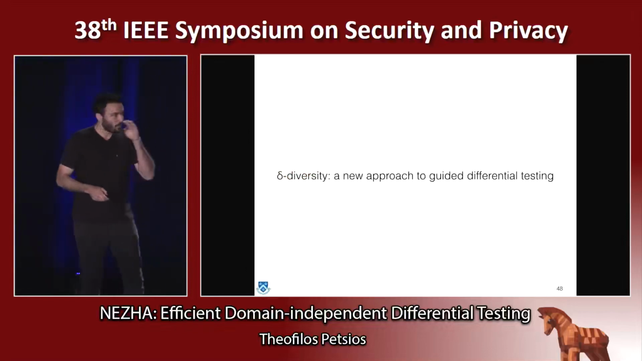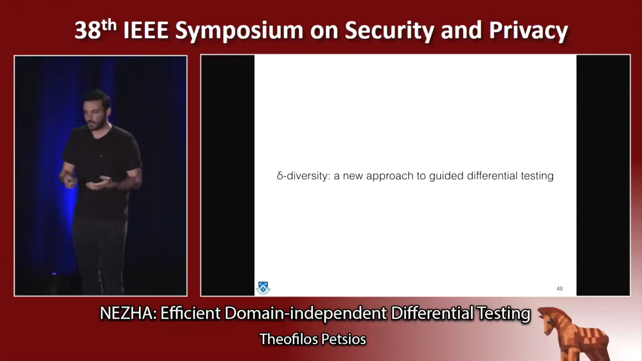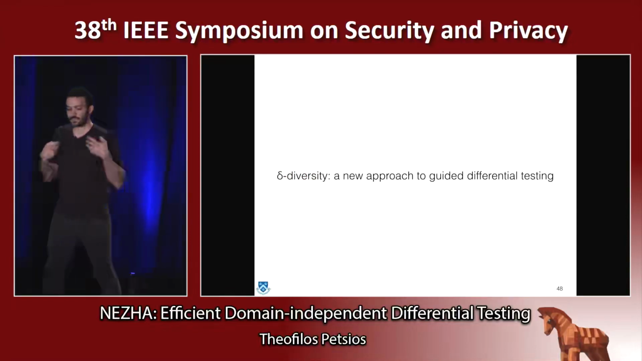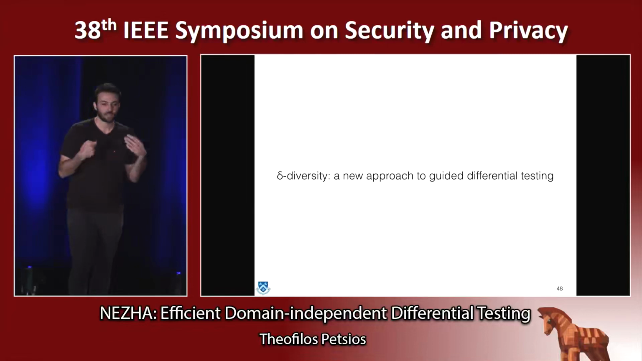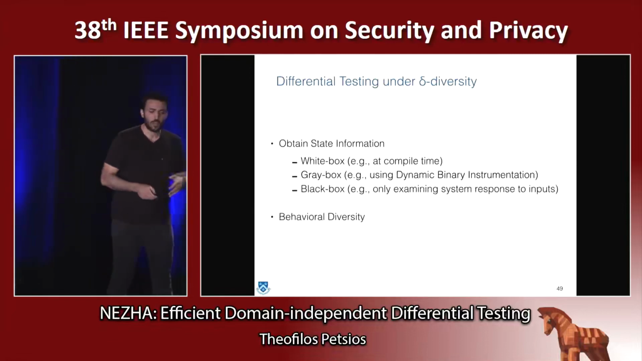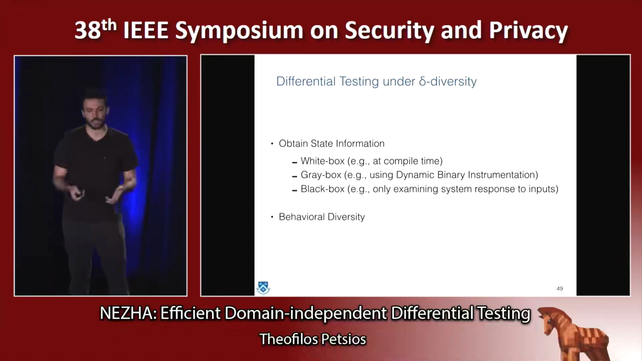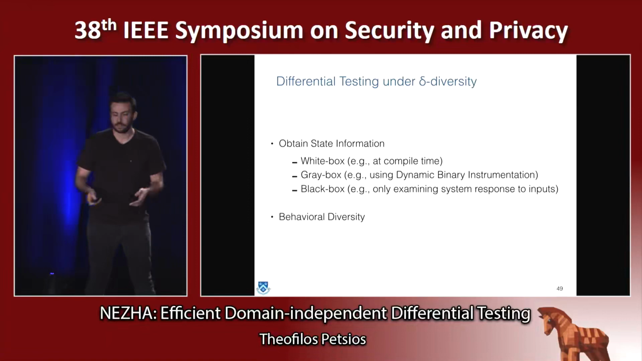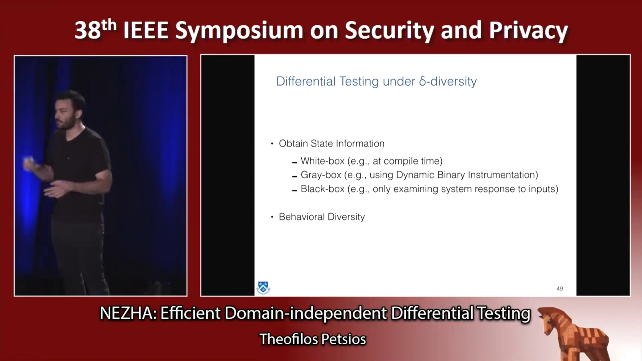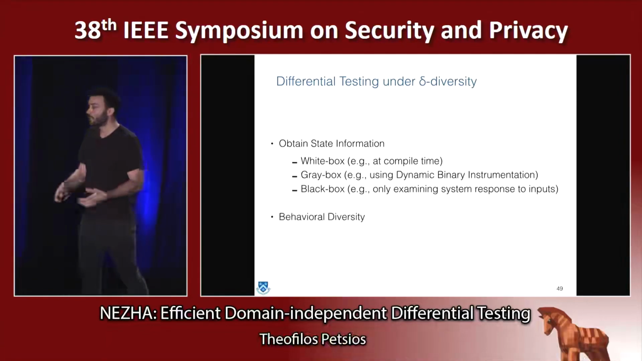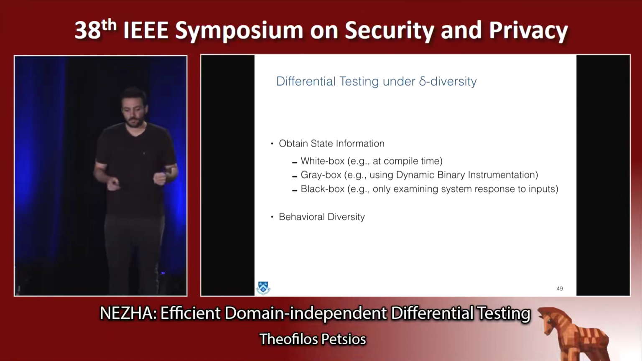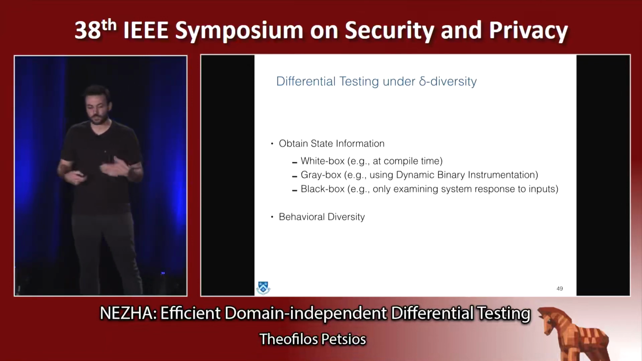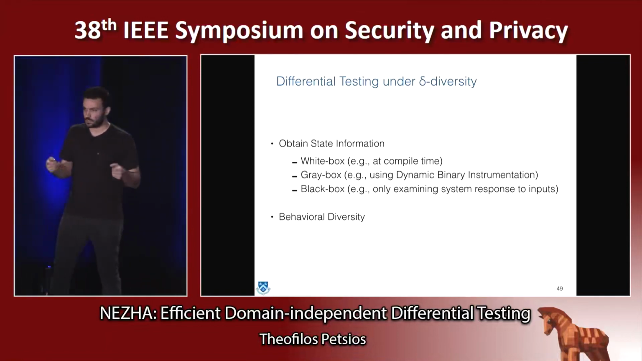So in this paper, we introduce this notion of differential diversity, and we suggest that as a new means to achieve guidance for differential testing. So the main idea here is that we will obtain some sort of state information for the application, and you can do this in a white box manner at compile time, or you can perform dynamic binary instrumentation, or even in a completely black box manner. But then the state information will give you some notion of the behavioral diversity of the applications you test.